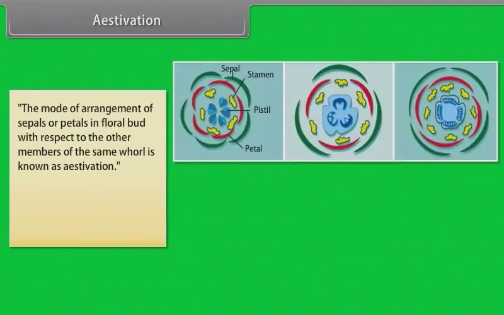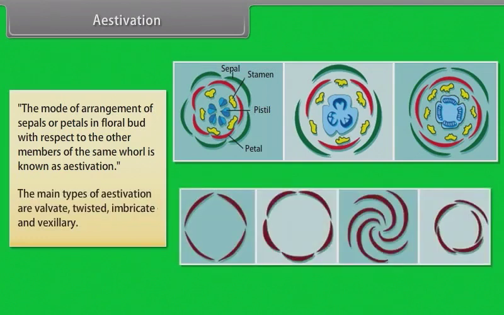Estivation. The mode of arrangement of sepals or petals in floral bud with respect to the other members of the same whorl is known as estivation. The main types of estivation are valvate, twisted, imbricate, and vexillary.